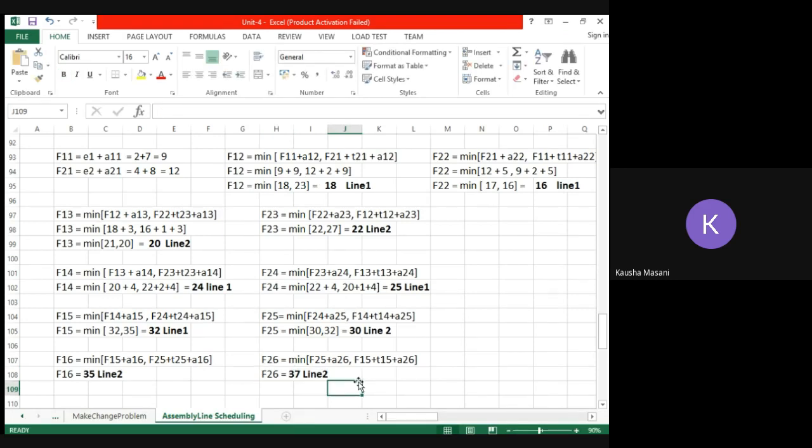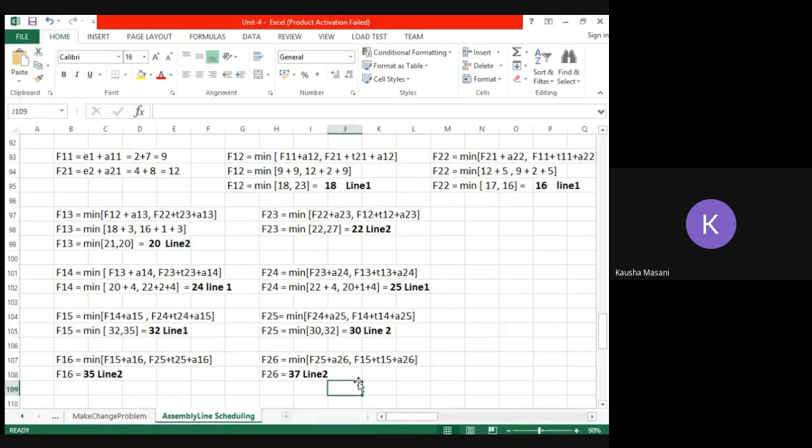Computed all these values, everyone? Computed everything. F13, okay. Online students, till here done. We have not finished the sum yet.